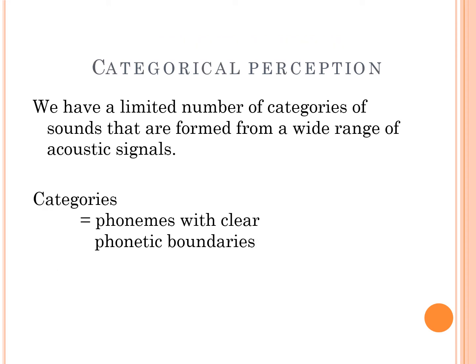So we have a limited number of categories. We have a limited number of phonemes, categories of sound, formed from a really wide range of acoustic signals that vary within speakers, between speakers, and because of context and coarticulation. With these categories, phonemes have clear phonetic boundaries. This is called categorical perception, and I'm going to show an example on the next slide.